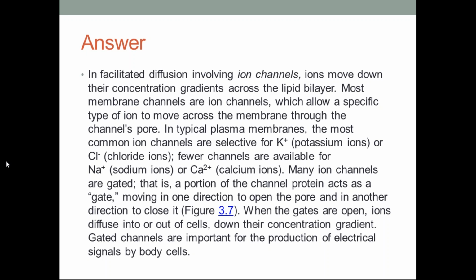Many ion channels are gated. That is, a portion of the channel protein acts as a gate, moving in one direction to open the pore and in another direction to close it. When the gates are open, ions diffuse into or out of cells down their concentration gradient. Gated channels are important for the production of electrical signals by body cells. Okay, so if you recall in your workbook as well as in class, I was bringing you back to chapter 3 when we learned about the different channels, right? So that's from chapter 3, this information.